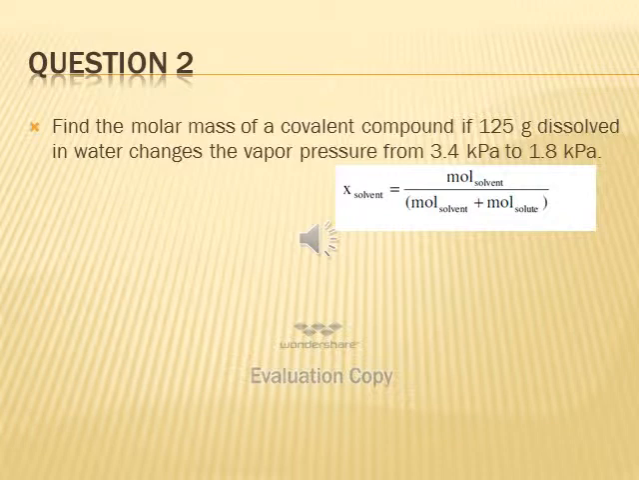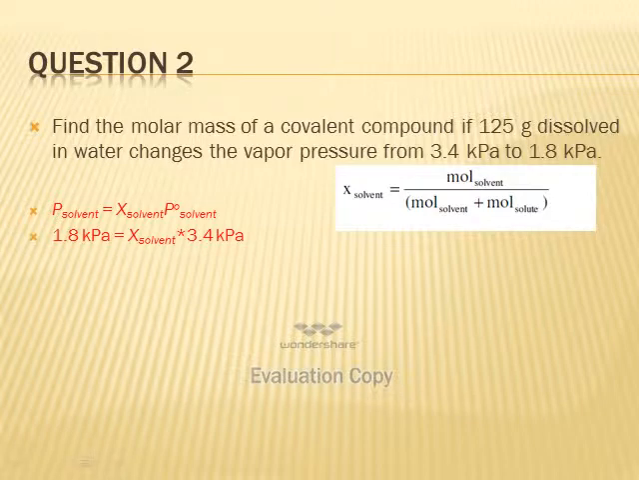Find the molar mass of a covalent compound if 125 grams dissolved in water changes the vapor pressure from 3.4 kilopascal to 1.8 kilopascal. We are given initial and final pressures of the solution, so we should use Raoult's law. P solvent equals X solvent times P naught solvent. By solving the equation we get an answer of X solvent equals 0.529.